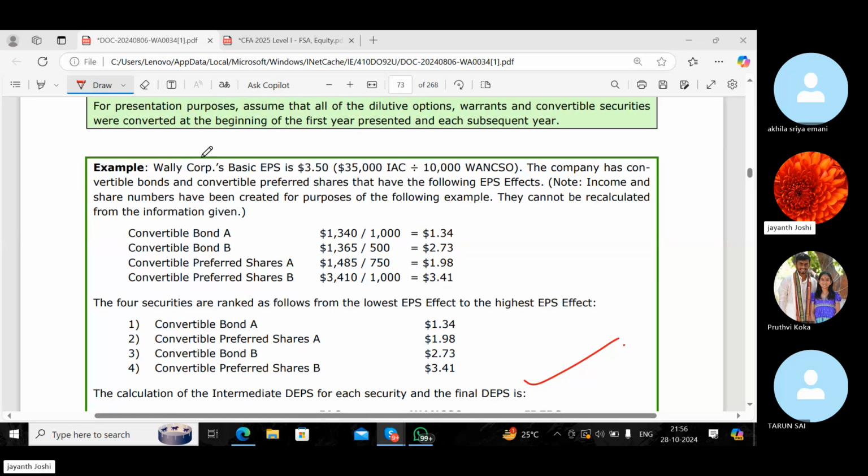See, Wally Corporation's basic EPS is 3.50, already given. They have just calculated that one, income divided by shares. The company has convertible bonds and convertible preference shares that have the following EPS effects.